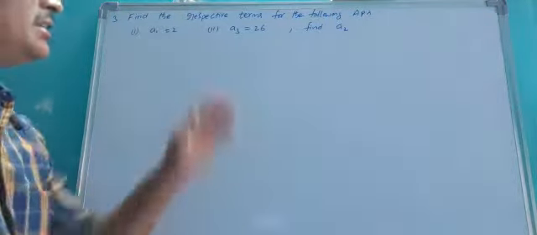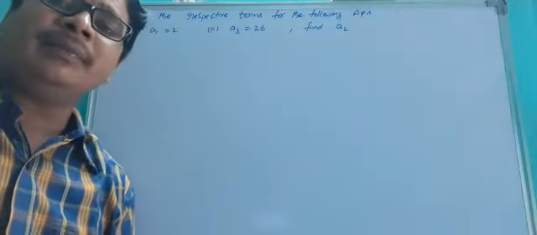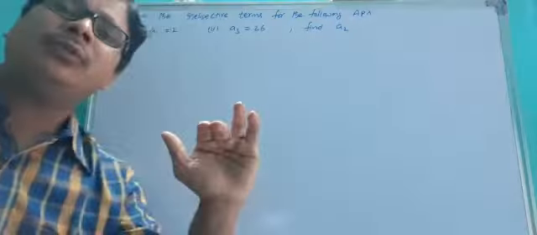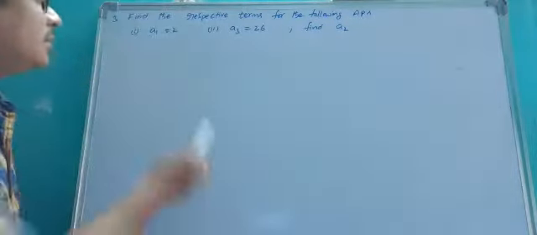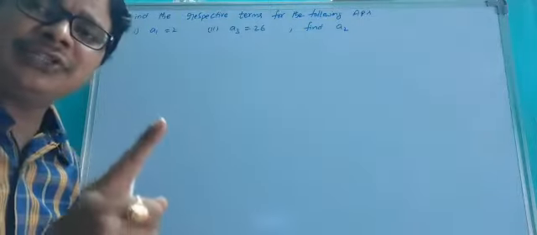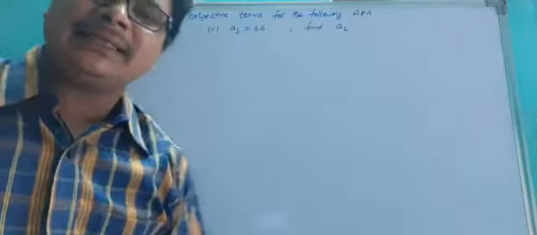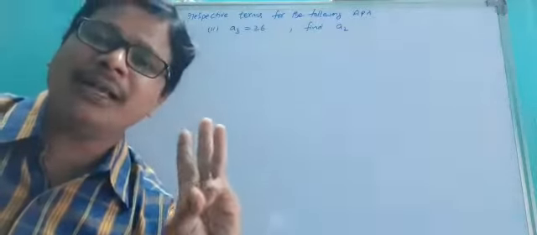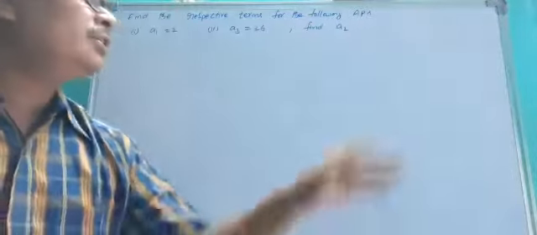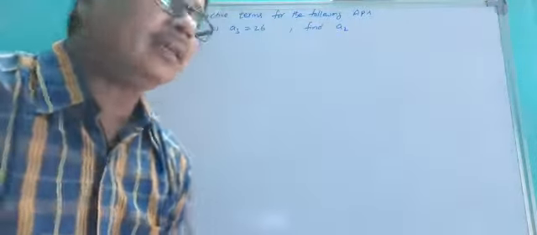Find the respective terms for the following APs. Some of the terms are given, and we have to find the remaining terms. Here a1 equals 2, so the first term is given, and a3 equals 26, so the third term is given. You have to find the second term.